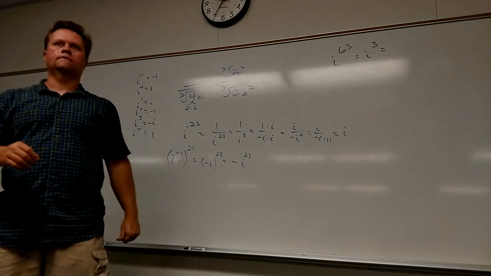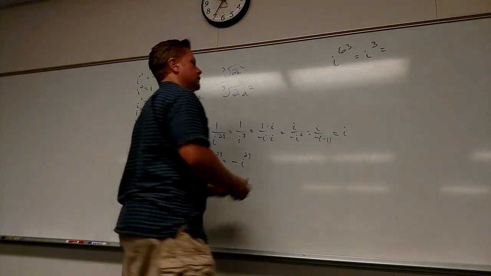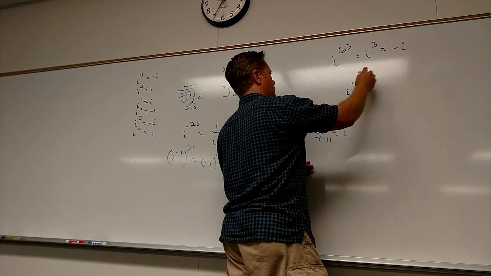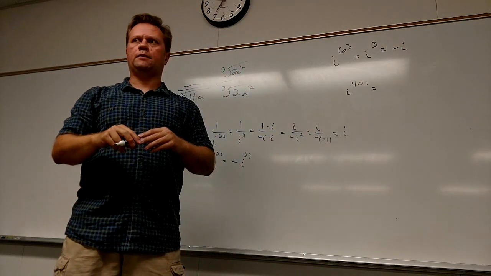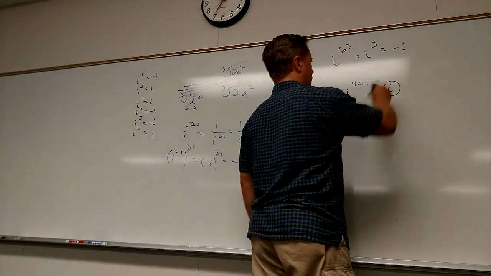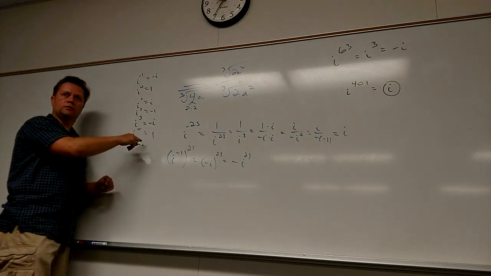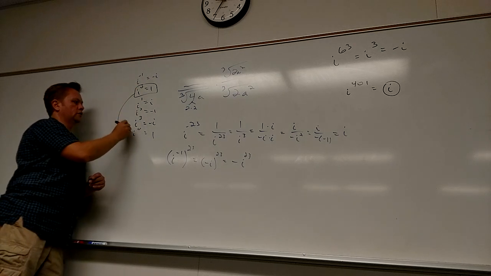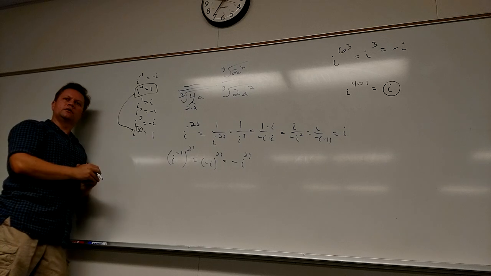Can we do another example of the I? They're all the same. So I to the 401. What do you get when you divide that by 4? What's the remainder? 1. So it's always divided by 4? Yes. Why? Because the cycle is every 4th one. 0 power is 1. When does that start over again? At the 4th power. Every 4th power it starts over again.